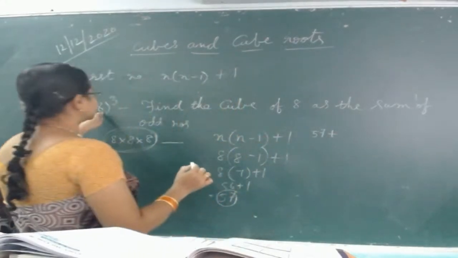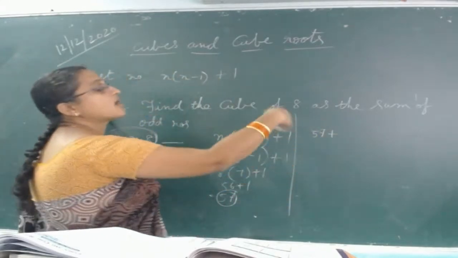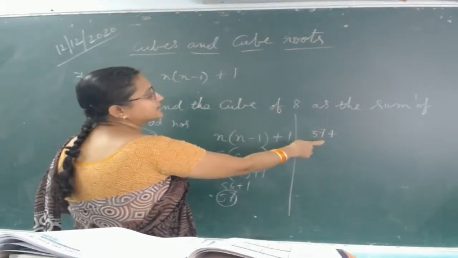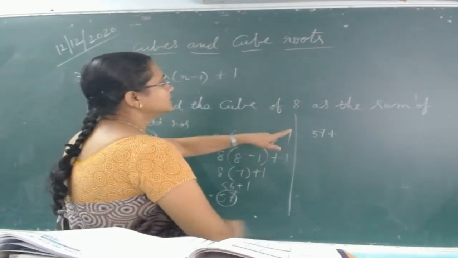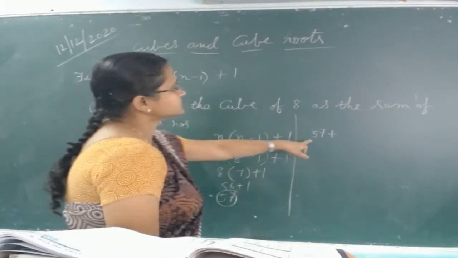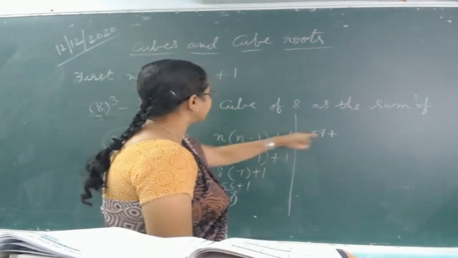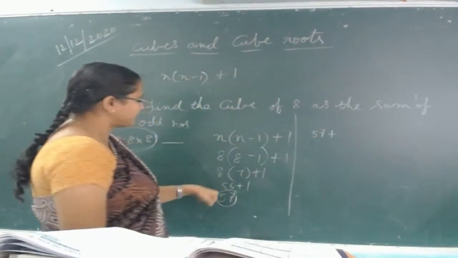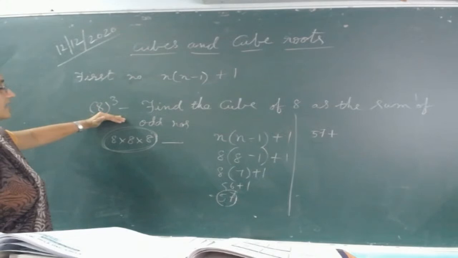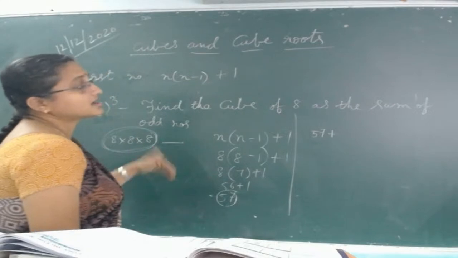Afterwards, what is this number? 8. From 57 onwards, you have to add 8 consecutive odd numbers. This is the first number. To find out which odd number to take first to show the value of 8 cube as the sum of consecutive odd numbers, you should use this formula. 57 is the first odd number which we have to take while expressing 8 cube as the sum of consecutive odd numbers.